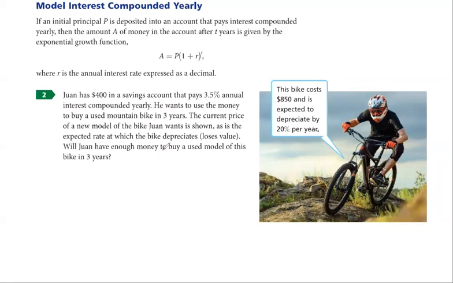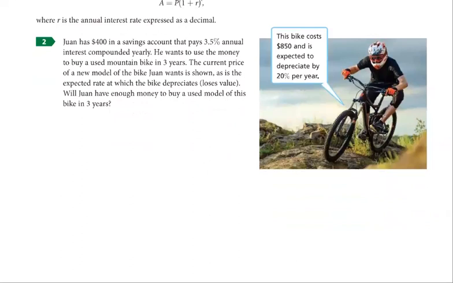So first things first, we have to understand the question. We have $400 in the savings account, and then we will get 3.5% every year as interest. And after 3 years, we will have more than 400. And now the question is whether that amount of money after 3 years will be enough to cover that bike. The bike is $850 right now, but it will depreciate 20% per year, and that will decrease. So we just want to know if this is going to be good enough. Go ahead and try and see if you can find the answer before you see my solution. But let's go ahead and try together as well.